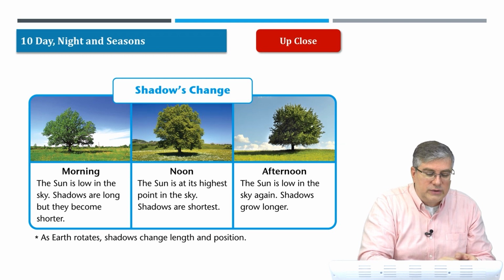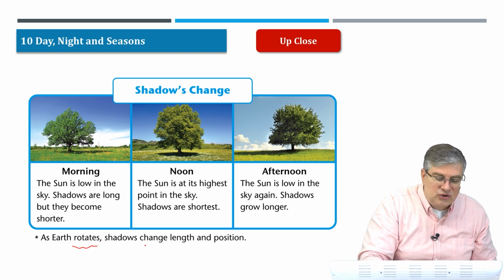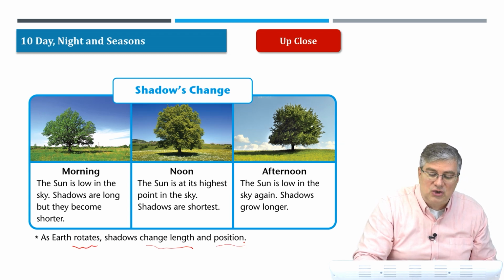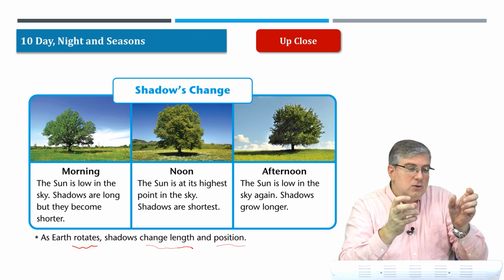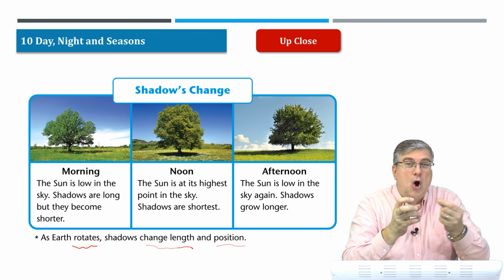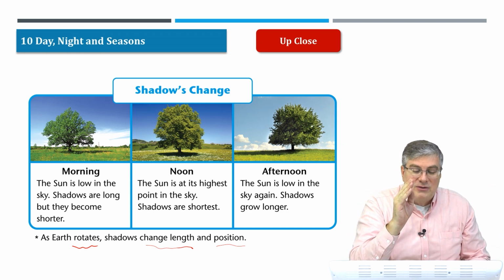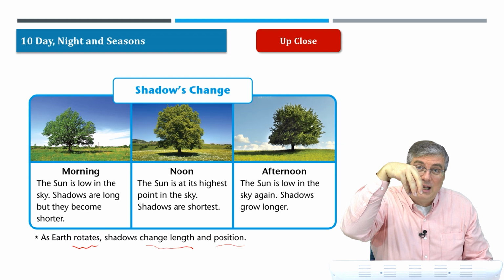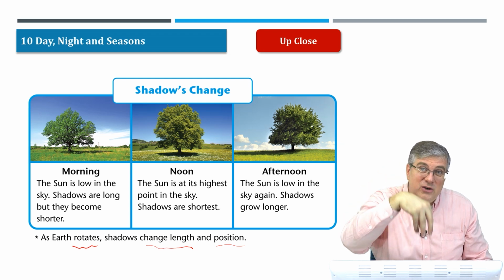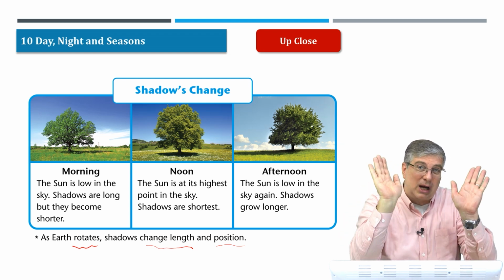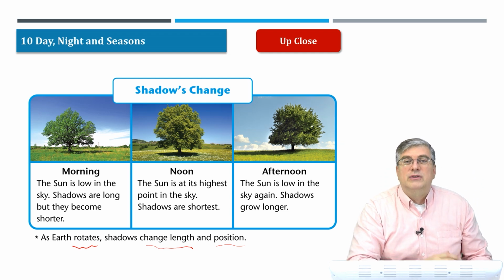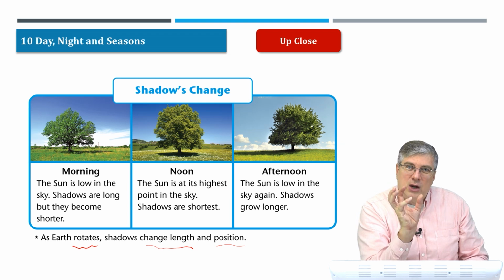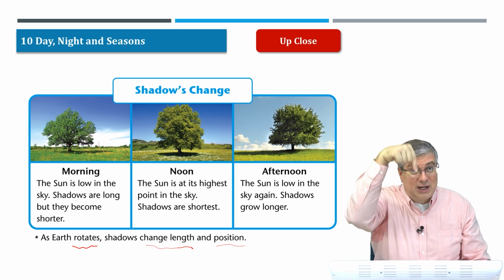As the Earth rotates, shadows change length and position, right? So at noon, think about it, the Earth is turning, so at noon the sun seems to be directly over your head. So the shadow is at its smallest. It's right underneath the object that is blocking the light. So the sun is at its highest point in the sky. Shadows are the shortest. They occupy the smallest area because it's straight down.